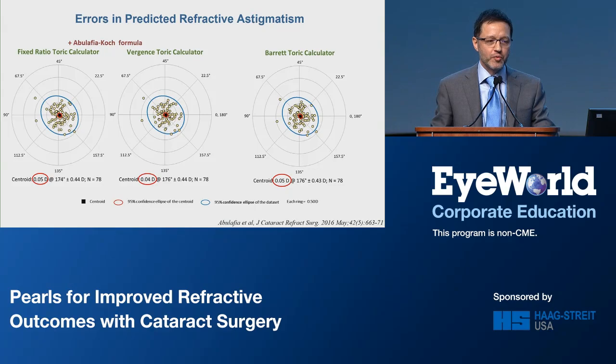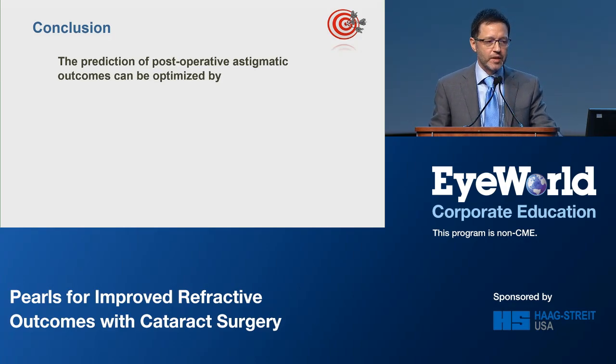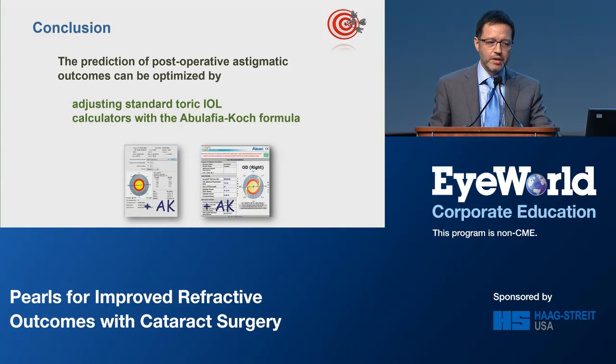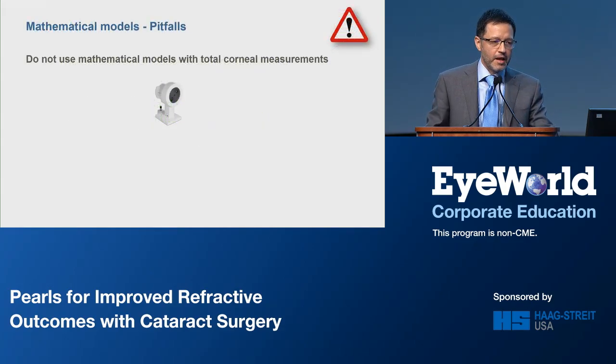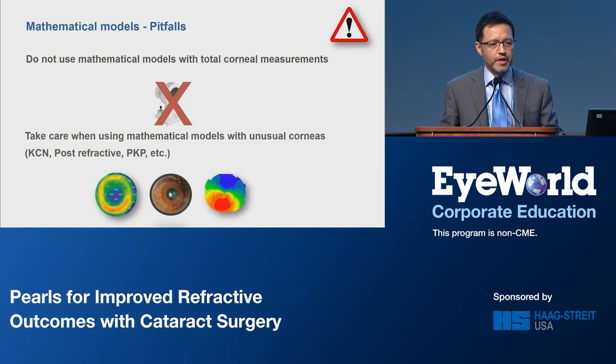Okay, so the results were similar to those of the Toric calculator. So the conclusion of our study was that the prediction of the post-operative astigmatic outcomes can be optimized by adjusting standard toric calculators with the new formula. Now, just remember when using mathematical models, never use them together with total corneal astigmatism measurements, because then you'll be correcting the same problem twice and you will get it wrong. Also, it is important to take care not to use the mathematical models with unusual corneas like keratoconus or post-refractive corneas, because they were not designed to do so.